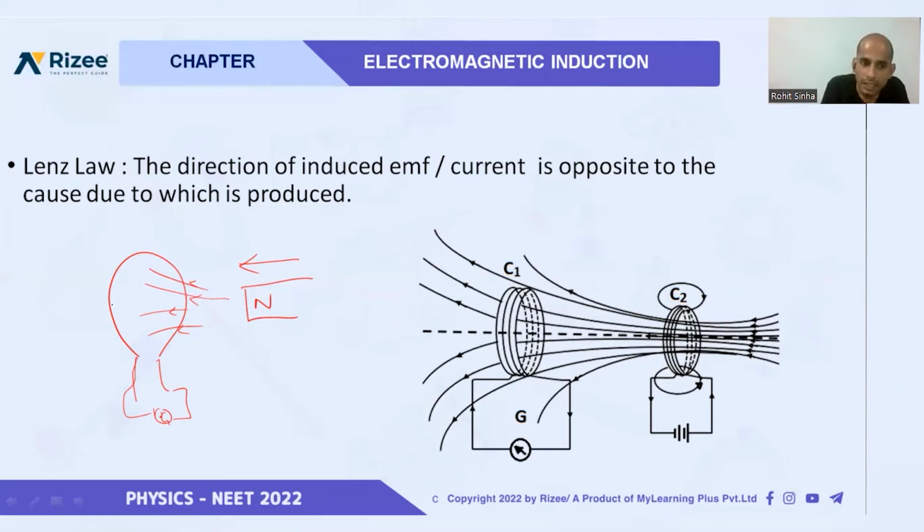So current will flow in this circuit. What will be the direction of current then? Lenz told that the direction of the induced current will be such that the magnetic field produced due to that induced current will be opposite to the original magnetic field. The original magnetic field was in this direction, the initial magnetic field. So current will be induced in this direction. See here, it is upside and it is down. Current will flow in this direction. This will be the induced current.